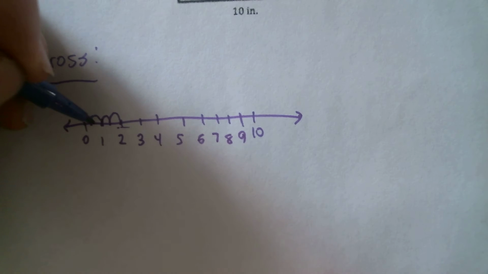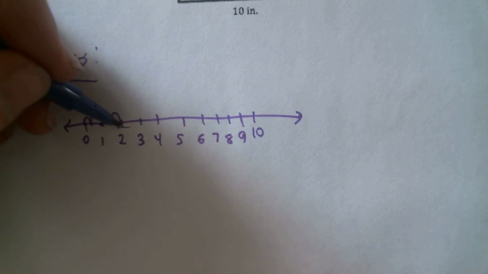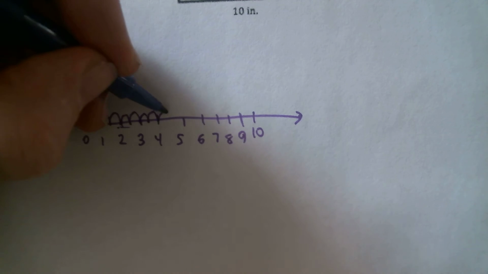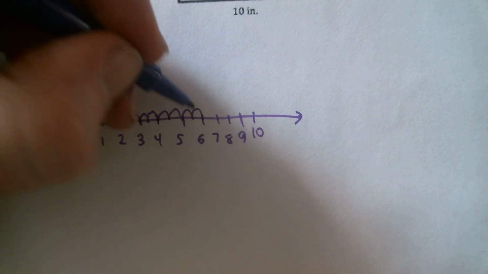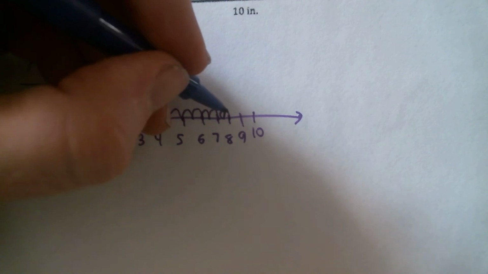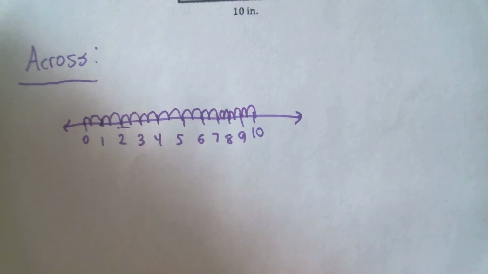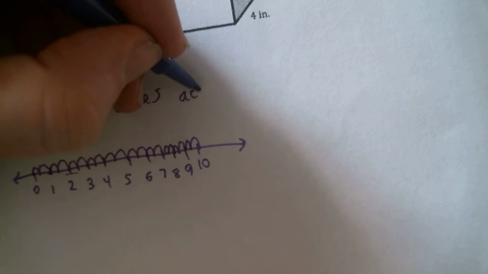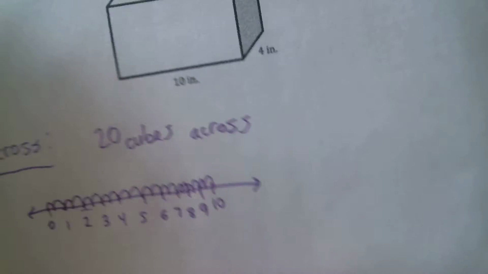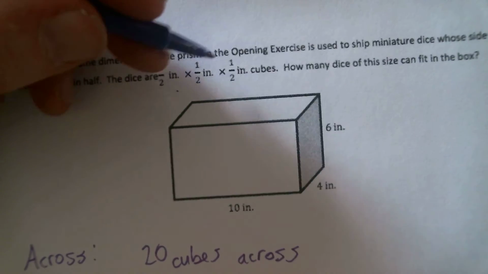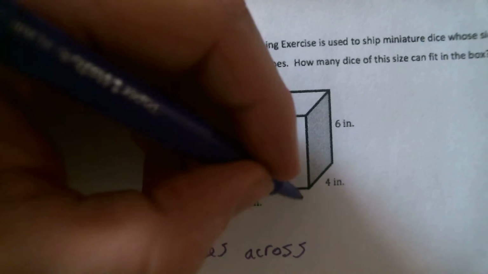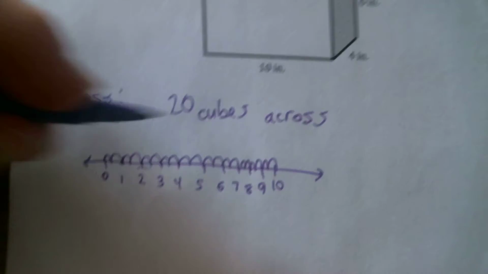So it's 1, 2, 3, 4. These are halves. 5, 6, 7, 8, 9, 10, 11, 12, 13, 14, 15, 16, 17, 18, 19, 20. So it's 20 cubes across. And why was that again? Well, because we're not using 1 inch by 1 inch by 1 inch cubes. We're using a ½ cube. So that means more are going to fit because it's smaller. So it's going to be 20 cubes across.